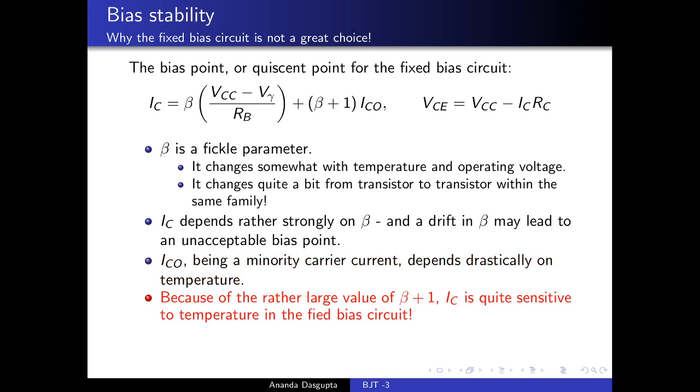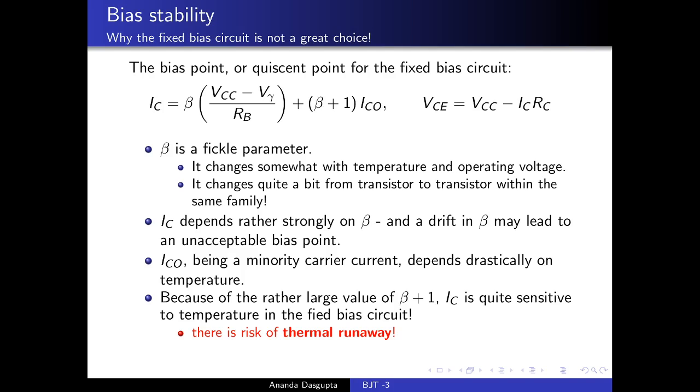So for the fixed bias circuit, we have already seen that this dependence of IC on beta is a problem, but a bigger problem is the fact that IC changes rather drastically with temperature because of this factor beta plus 1 sitting in front of the ICO. Of course, if IC changes drastically with temperature, so will VCE. And as a result, you might have thermal runaway, as I explained. Temperature rise may cause the collector to heat more, that would cause further temperature rise, and so on.